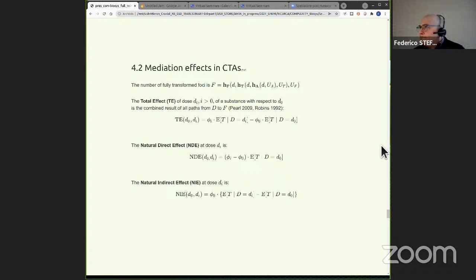So a couple of remarks. If the expected total number of foci is equal at d I and at the null, then the difference is null, and therefore the natural indirect effect is null as well. In that case, the total effect and the natural direct effect are equal. And another remark: if we have a large T, then we are able to better estimate phi I and phi null. And so the difference, which is the key factor in the NDE, is better estimated.